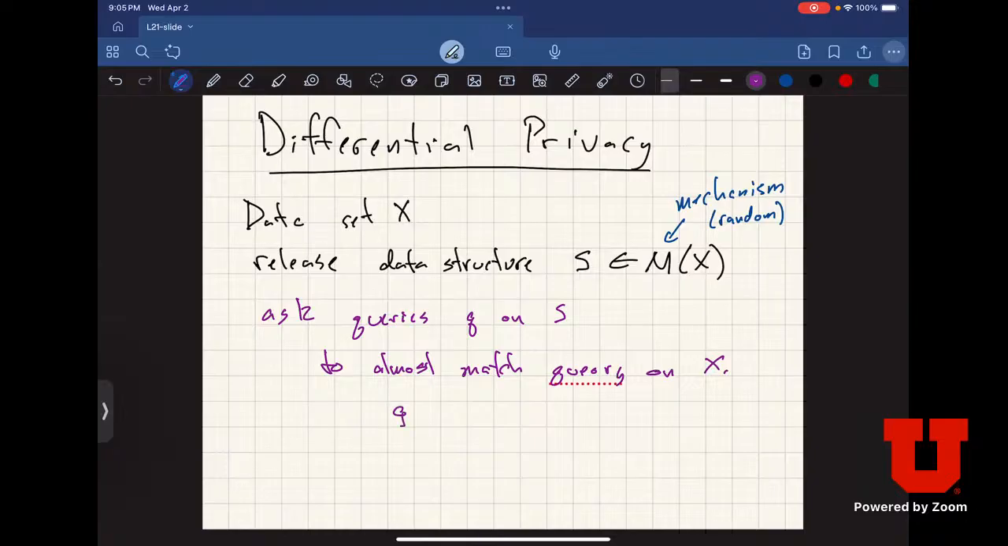So we'd like the query on S to be basically equal to the query on X plus some noise. Okay, and we'll often bound this noise by epsilon or some function of epsilon. Epsilon would be some sort of tolerance that we allow. I'll explain this a little bit more on the next slide.